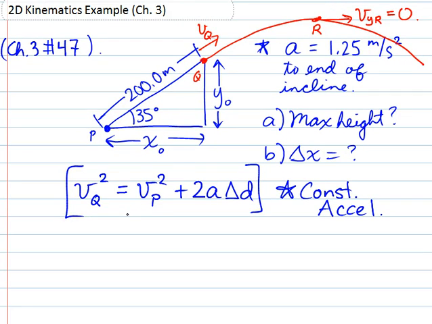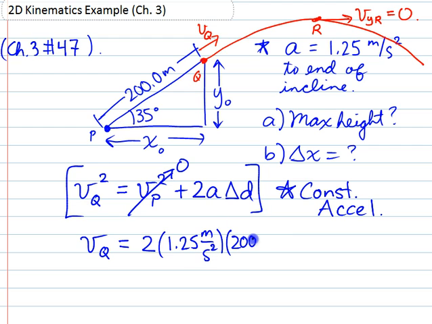Okay, so we can cross out the initial velocity at point P. We're starting from rest, and so we can solve for the velocity at point Q. We have an acceleration of 1.25 meters per second squared, and we have a distance of 200 meters. All of this gives us a velocity at Q of about 22.4 meters per second. So that's review, things that we did last chapter.